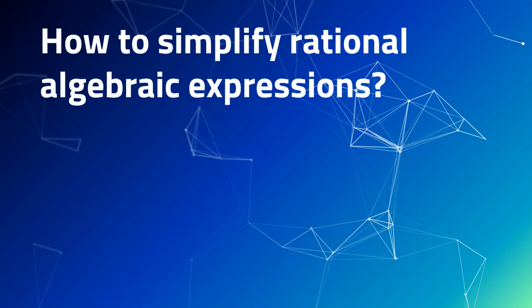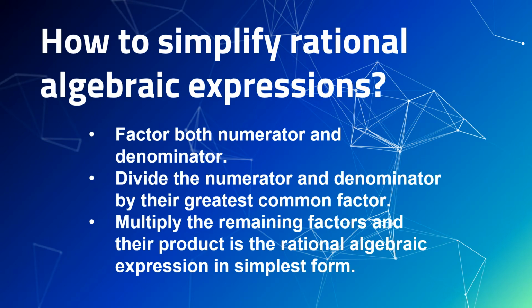So how are we going to simplify rational algebraic expressions? Here are the steps. The first one is to factor both the numerator and the denominator, which means that we are going to get the factored form of the numerator and then the denominator. Second, divide the numerator and denominator by their greatest common factors. And lastly, multiply the remaining factors and their product is the rational algebraic expression in simplest form.